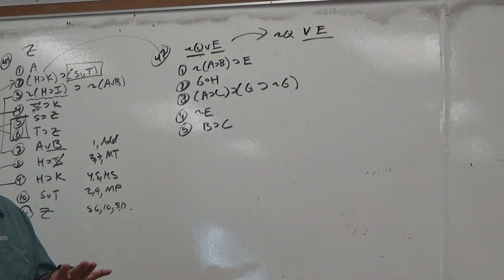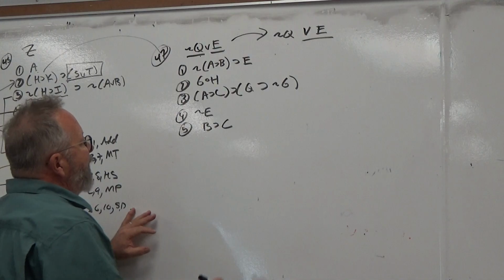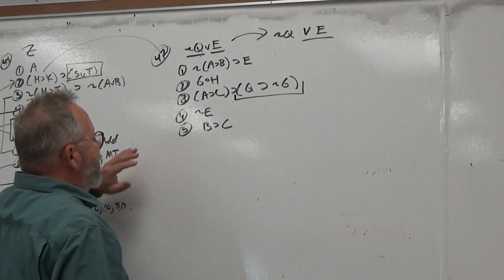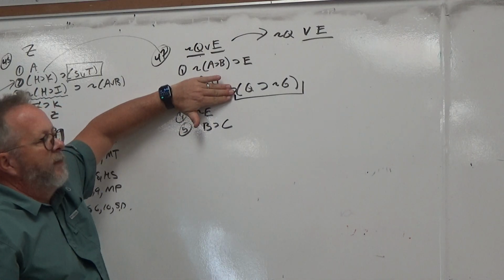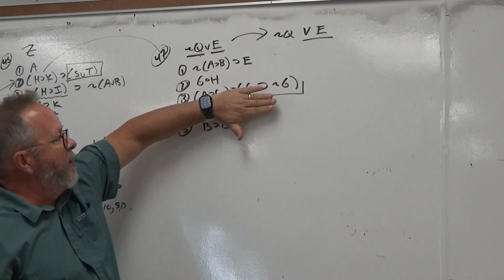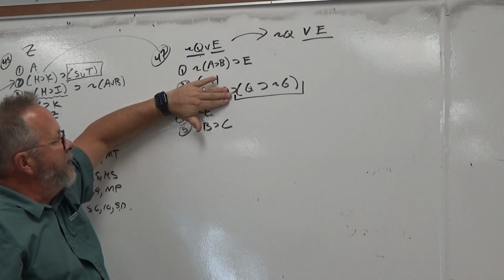So the problem reduces to just get a not Q. So I'm looking around for a not Q. I don't see one overtly, but there is a not Q in line 3 by modus tollens, okay, once I get this part by itself. So I want to get that because I think that's where my not Q is coming from.